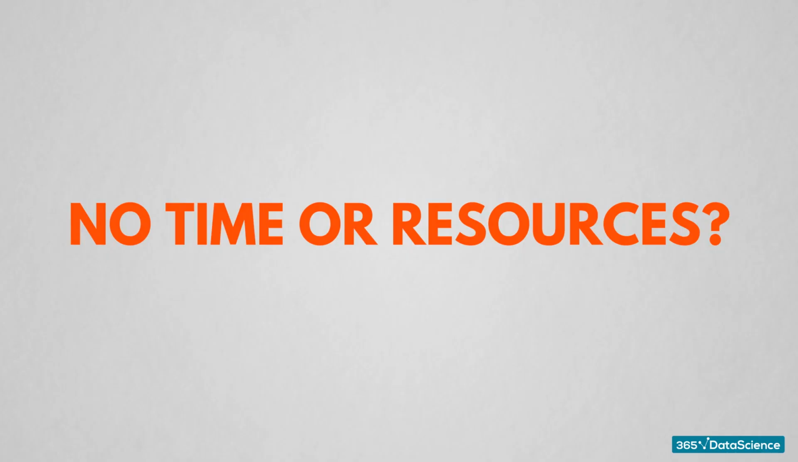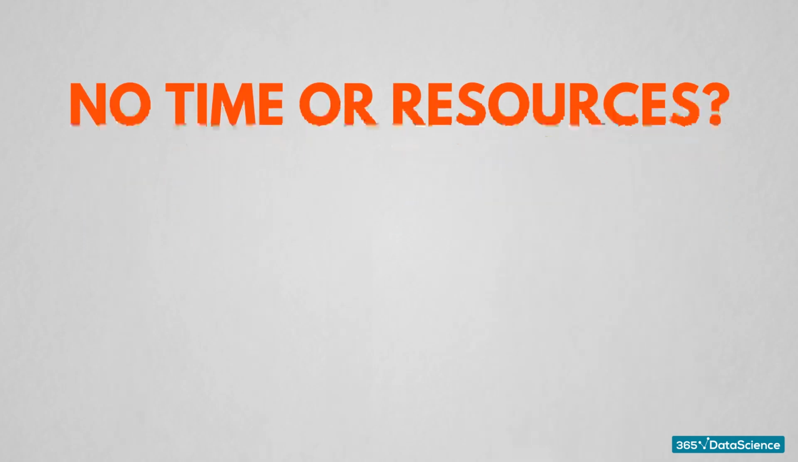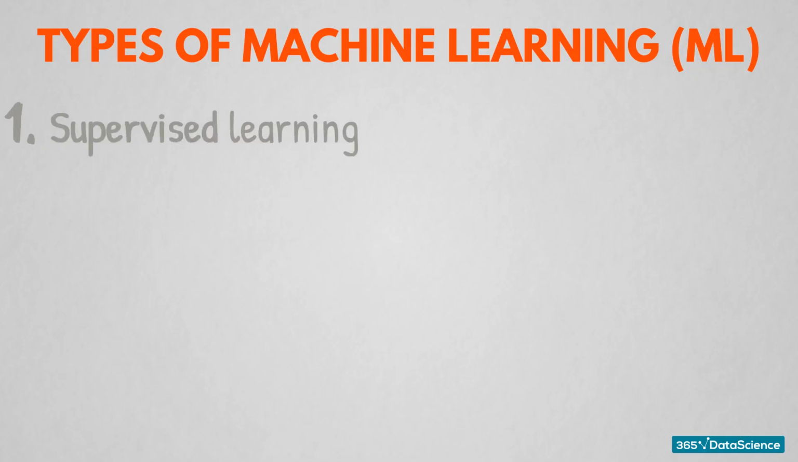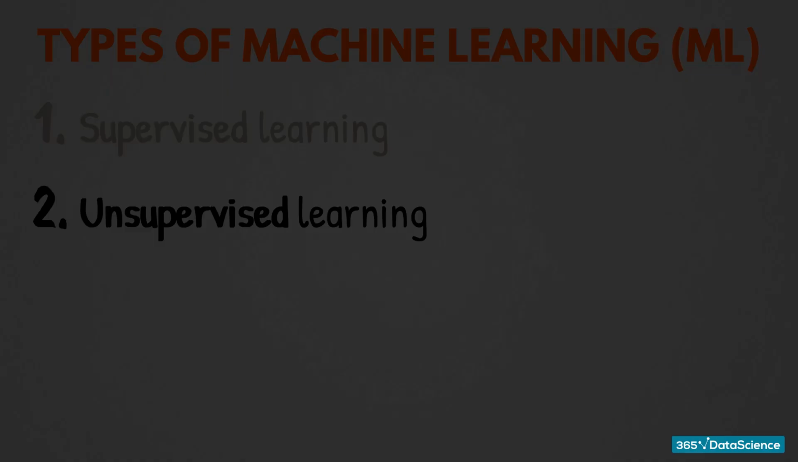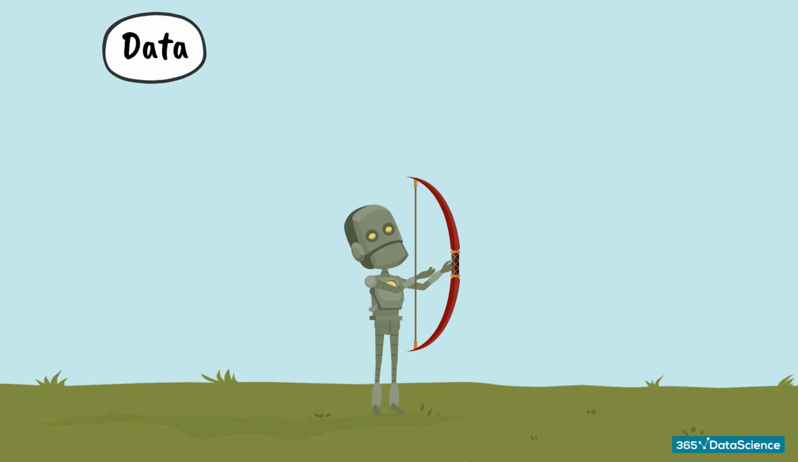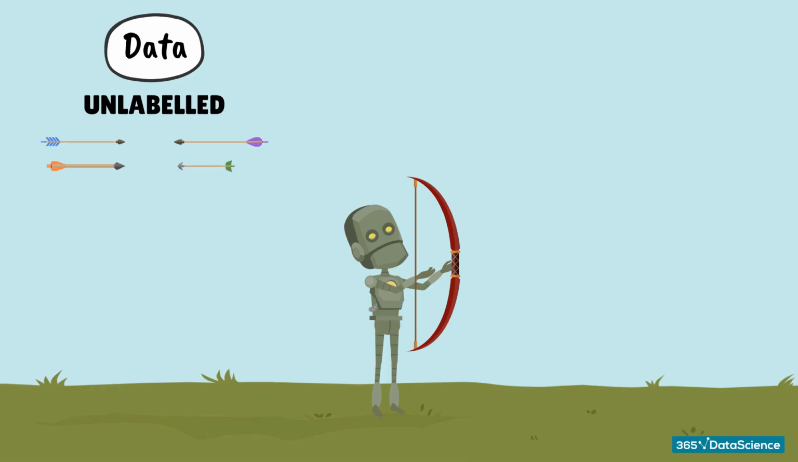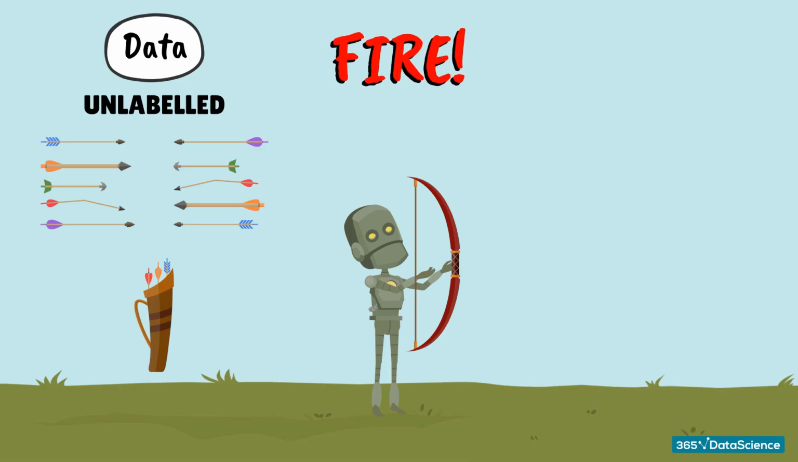In practice, though, it might happen that you won't have the time or the resources to associate the arrows with targets before giving them to the robot. In that case, you could apply the other major type of ML, unsupervised learning. Here, you will just give your robot a bag of arrows with unknown physical properties, unlabeled data. This means neither you nor the robot will have separated the arrows into groups. Then, you'd ask the machine to simply fire in a direction without providing it with targets.